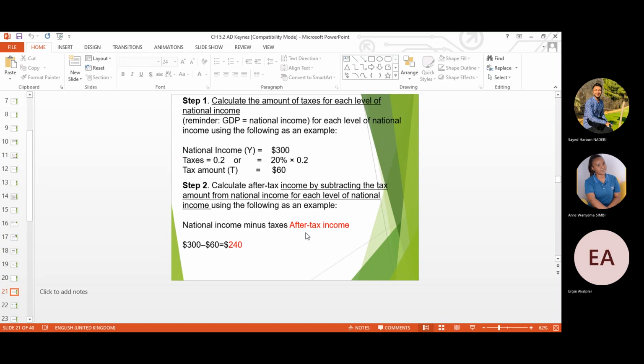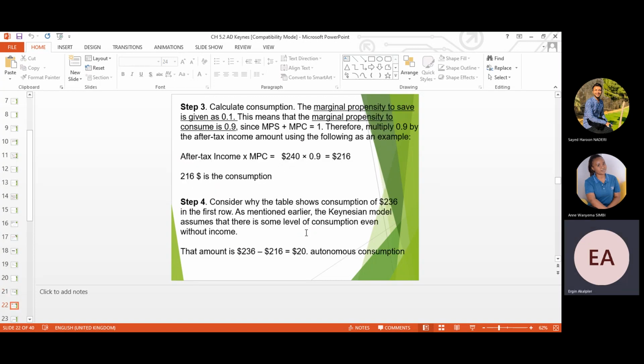The next step is to calculate after-tax income by subtracting the tax amount from national income for each level of national income. Using the following as an example: national income minus taxes equals after-tax income, so 300 minus 60, we will then have an after-tax income of 240. We will do this for all of them.